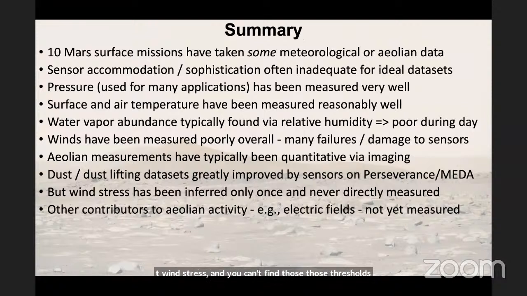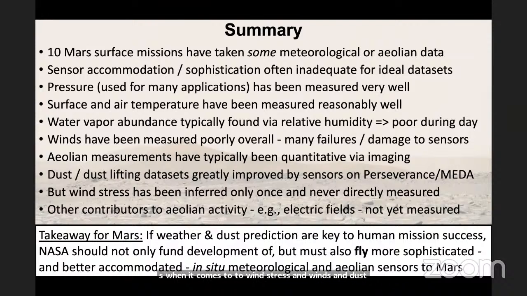And then here's my summary. I won't go through it in great detail, except to point out that other contributors to aeolian activity, such as electric fields, have not yet been measured. We have made some improvements, I think, in terms of dust sensors recently, but we're not making as much progress when it comes to wind stress and winds and dust lift and connecting the dots. So I think the takeaway for Mars is, if weather and dust prediction are really key to human mission success, then NASA should not just fund the development of sensors, but must also fly more sophisticated sensors and better accommodate them in order to make progress. So sorry for going over, and thanks for listening.